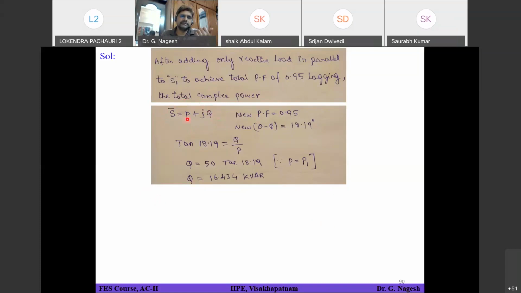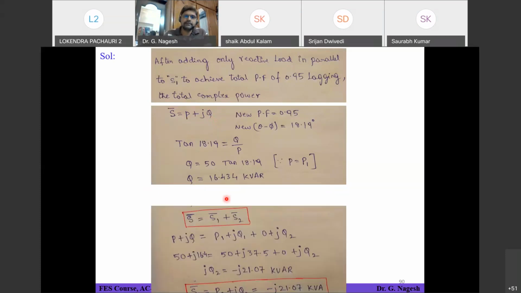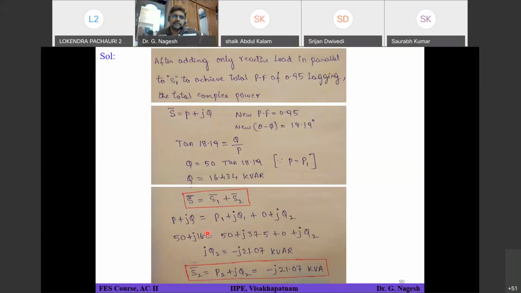So S is equal to P plus jQ. It is supplied to two elements, so P1 plus jQ1 plus P2 plus jQ2. And we have already discussed that the real power consumed by the second element is 0, because we don't want that to happen. If that is done, then you are going to have power loss, right? So P plus jQ is equal to P1 plus jQ1, and P2 is equal to 0. That's why I kept 0 here.